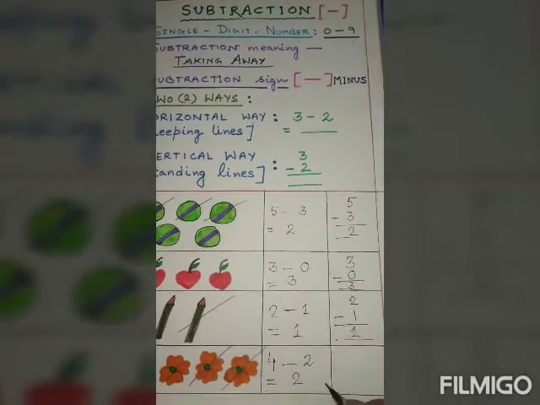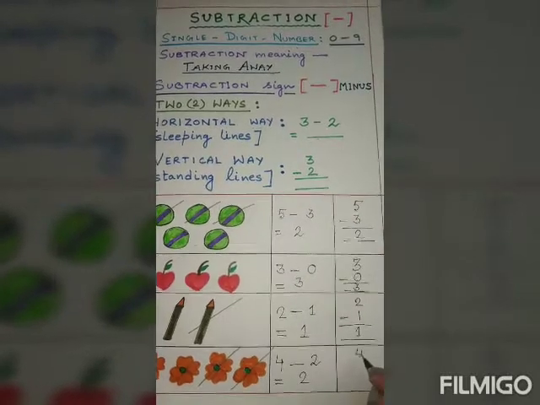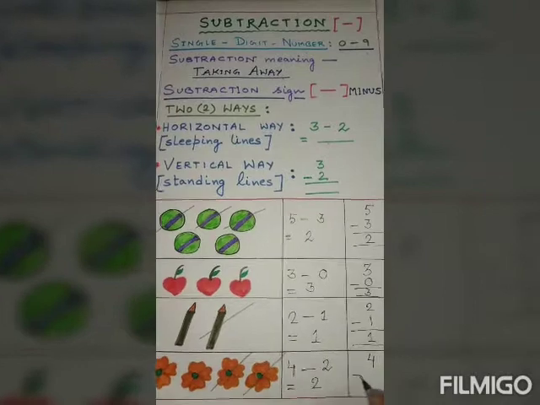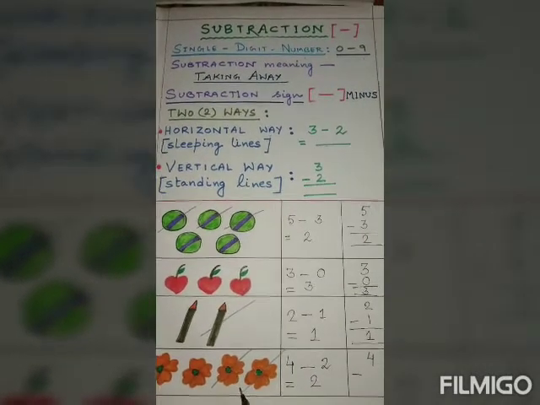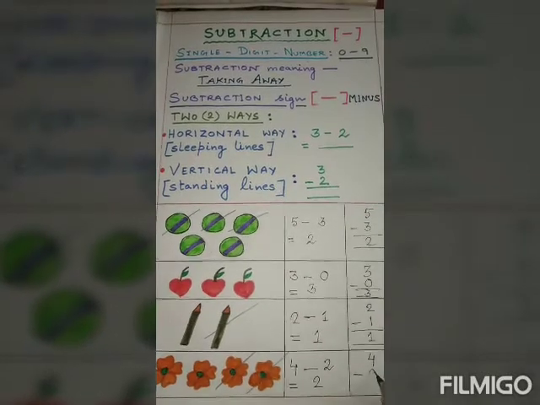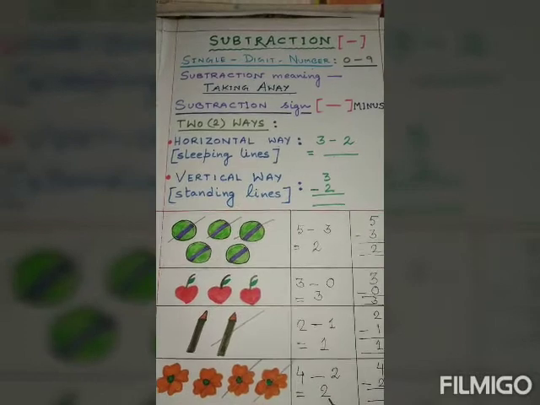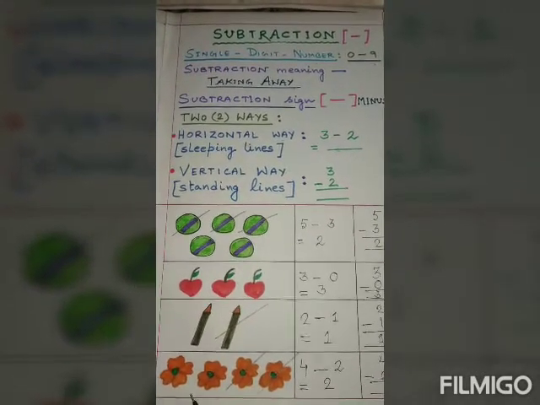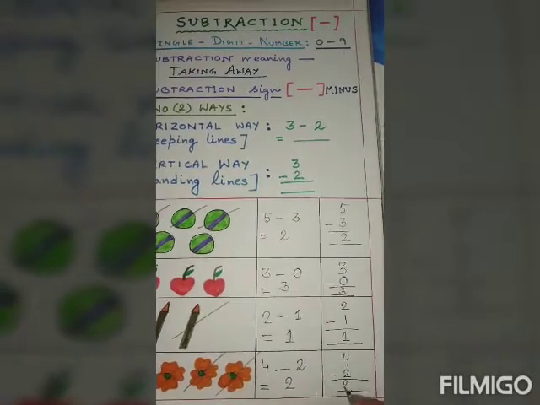Now the same thing we will be doing in vertical way. 4 is the total number of flowers, minus sign on the left hand side. Now we will write the 2 flowers which we have taken away. 2. Then we will give this sign and we will write the answer 2. 2 flowers have been taken away and 2 flowers are left. So we will write the answer 2.